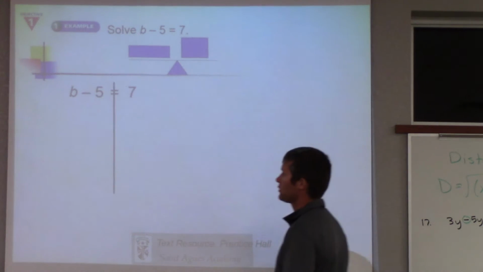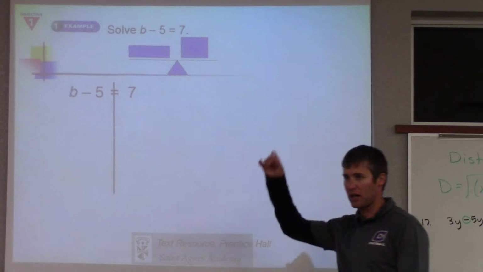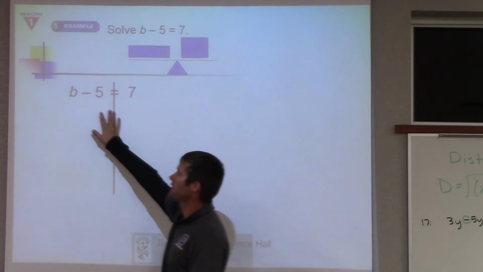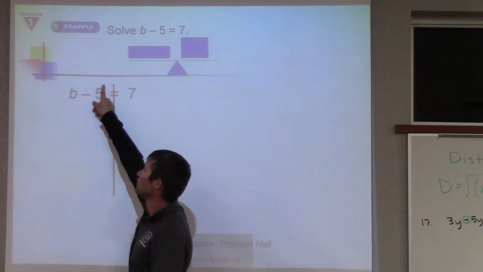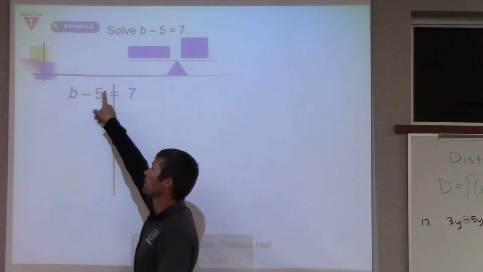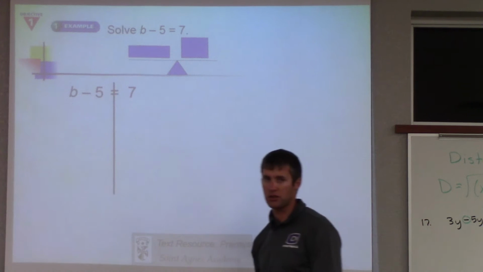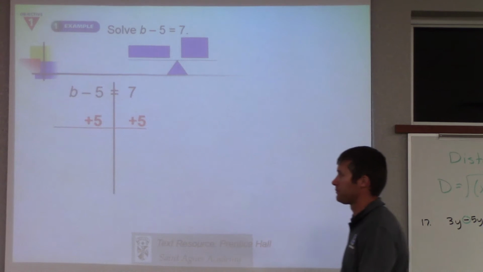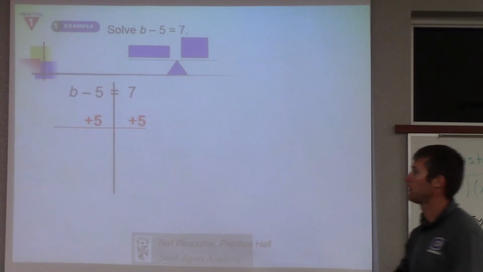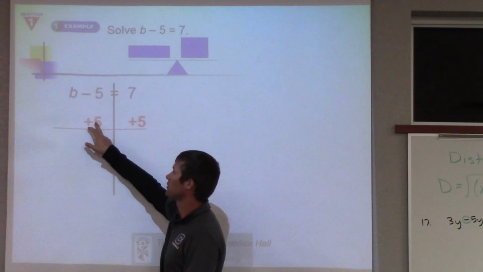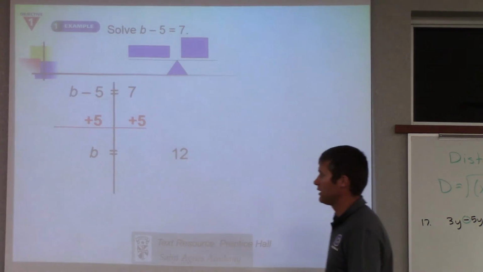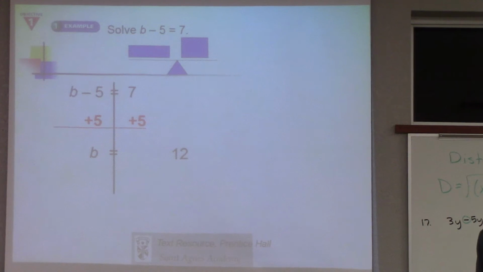What I want you to do is draw a line so we understand we have two sides to the equation. Now we're going to solve for the left-hand side because that has the variable. So we need to get rid of this 5. We're going to perform the opposite operation. What's the opposite of subtracting 5? Adding 5. So we add 5 to each side. These cancel out: negative 5 plus 5 cancels, and I'm just left with B. 5 plus 7 is 12. So B would be my answer. 12 minus 5 would give me 7.